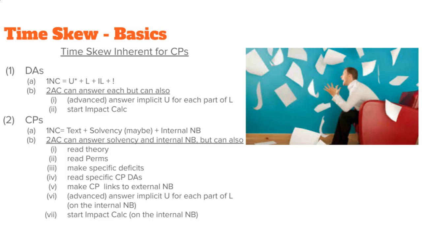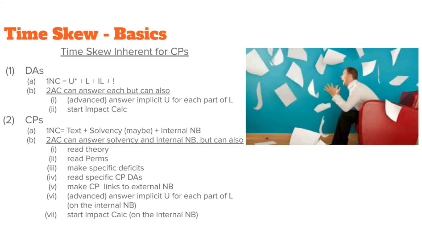So they could answer the solvency, right? They could answer the internal net benefits. Now they still have to read theory in addition to this. They then have to read perms in addition to this. Now remember, the neg doesn't have to start with theory and why they're legit. They just have to answer specific theory. Vice versa, they have to make specific deficits to answer those solvency arguments. That might not be general counterplan fails, but might be doesn't solve this component of the AFF. So that's a whole other line of carded responses.